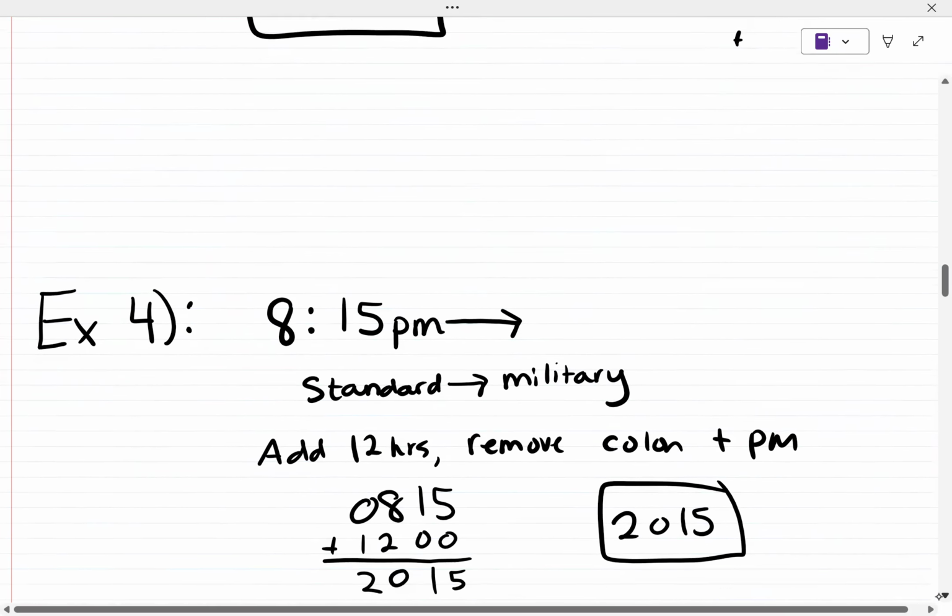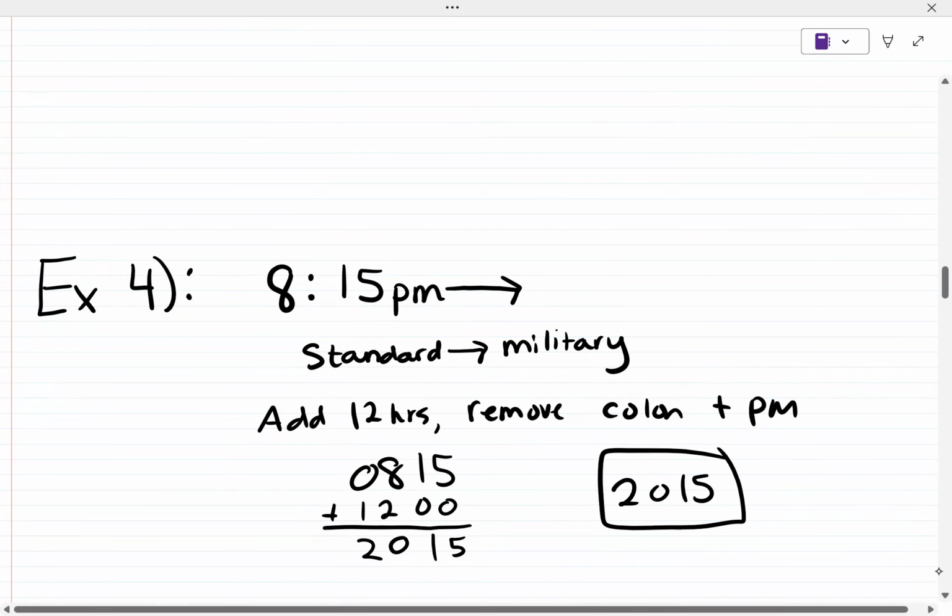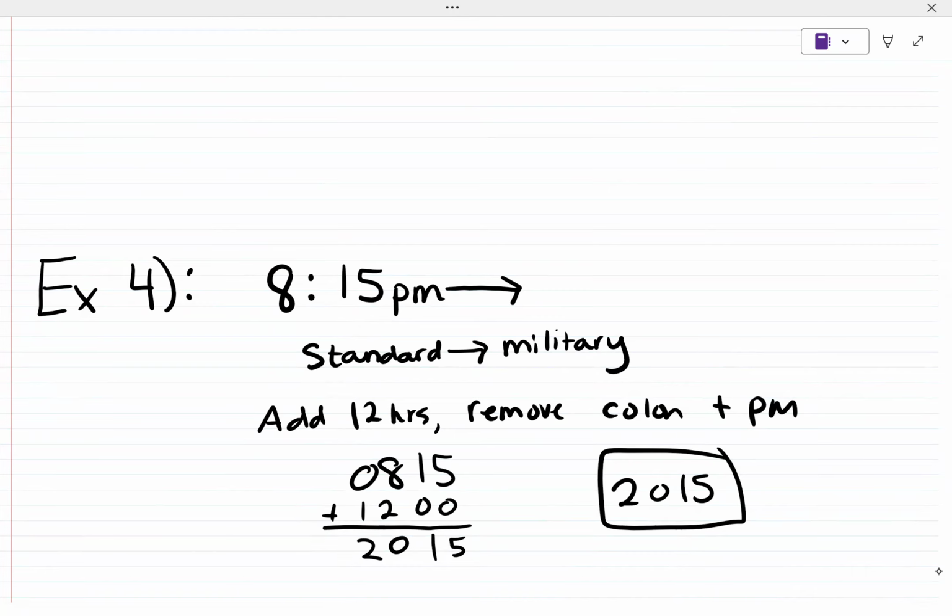Right, these are pretty straightforward. 8:15 p.m. So we have to go from standard to military. 8:15 p.m. is technically between 1 p.m. and 11:59 p.m., right? You have to add 12 hours, remove the colon plus the PM. So that's what I did. Add 12, I get 2015, or remove the colon first and then add 12 and you get 2015, and there's your answer.